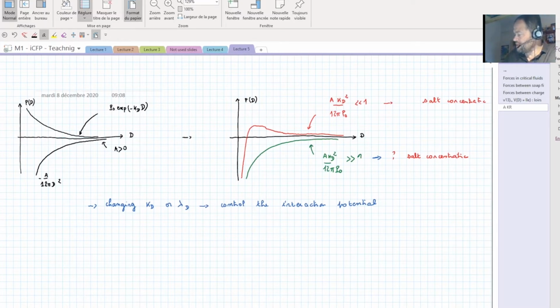So what situation corresponds to the large cell concentration? What situation corresponds to the low cell concentration?